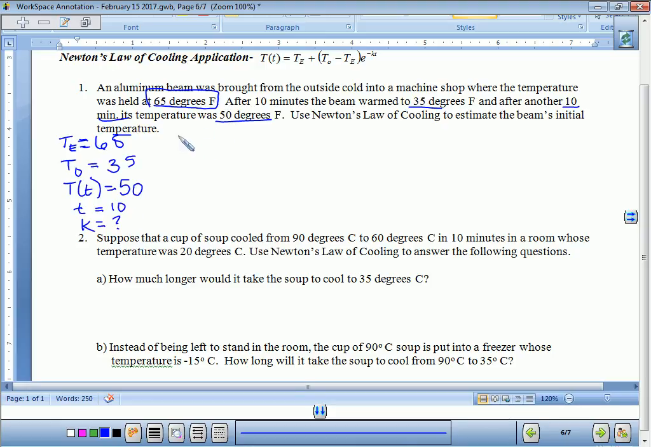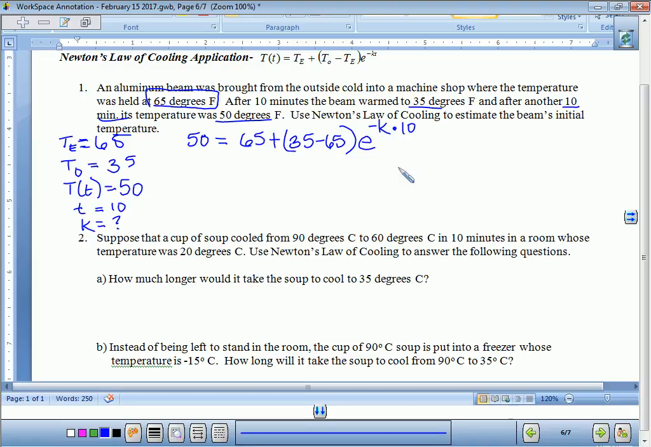All right, so let's plug it in. 50 equals 65 plus (35 minus 65) e to the negative kt. I wish we could just stop here. Please solve for k. We need a magic button that you just type that in. Is this right? So, you know what K is? This is the magic button right here.